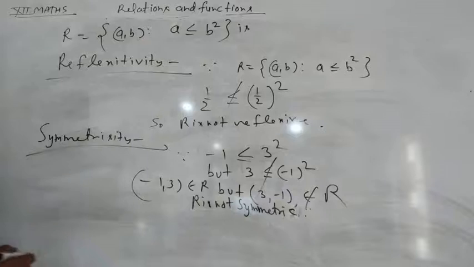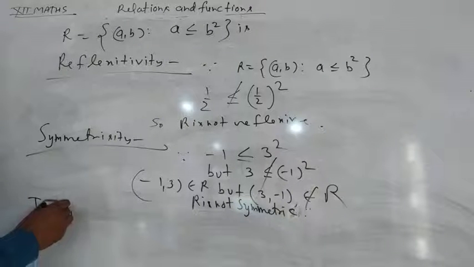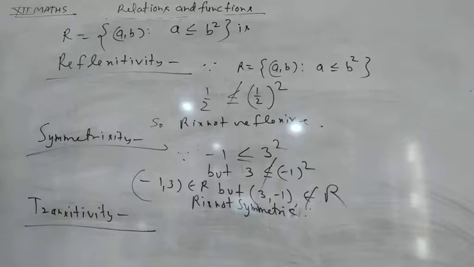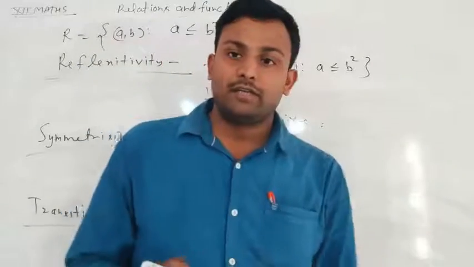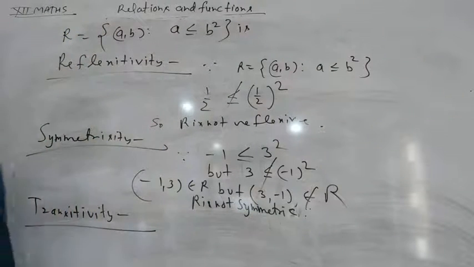Okay, on the set of real numbers. Now students, transitivity. For transitivity we take (a, b) belongs to R and (b, c) belongs to R, and prove (a, c) belongs to R. Okay students, so we have to show that this is not transitive. So we take again an example.